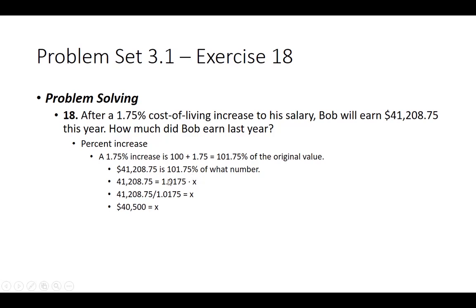101.75 as a decimal would be, moving the decimal 2 spaces to the left, 1.0175. We solve for X by dividing both sides by 1.0175. And $41,208.75 divided by 1.0175 is $40,500. So Bob earned $40,500 last year.